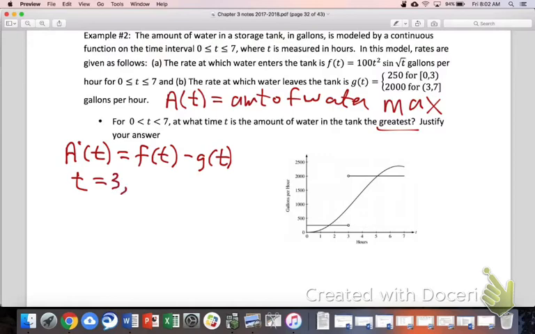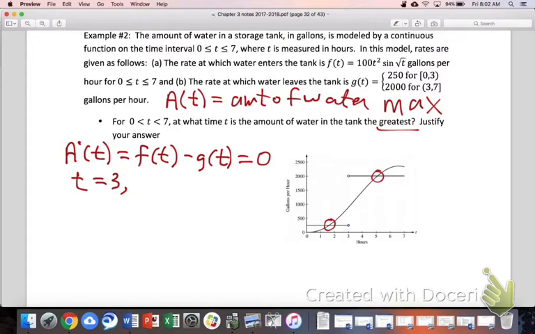And then do you see any other candidates based on now A prime equaling 0? So t equals 3, that's where A prime doesn't exist. But what about where A prime is 0? Say again? There's 2, right? So right there and right there, the intersection points.